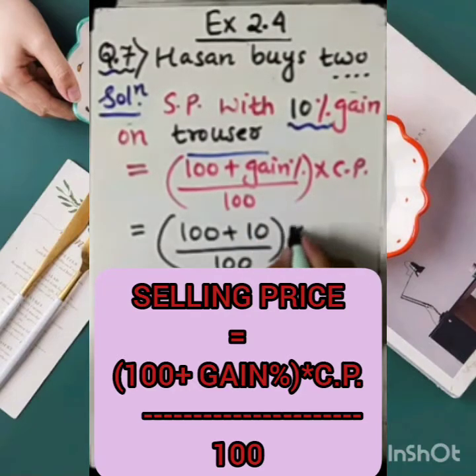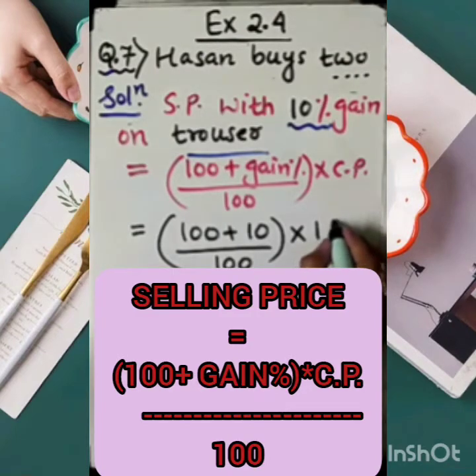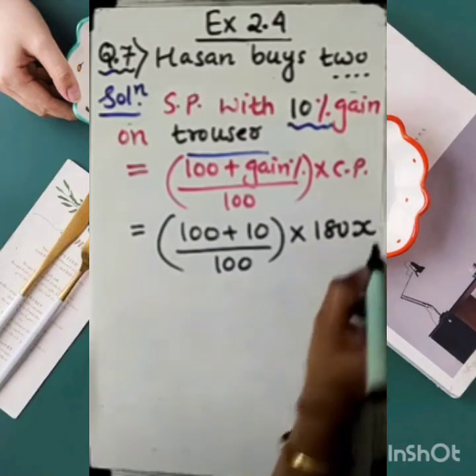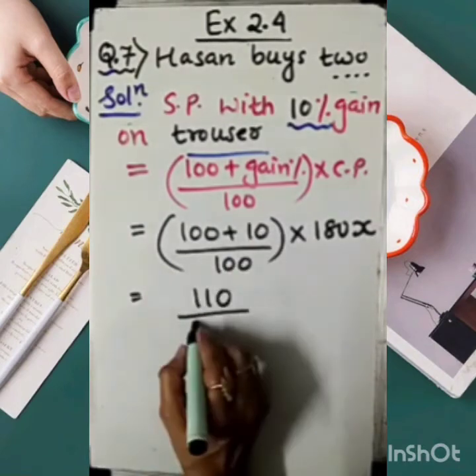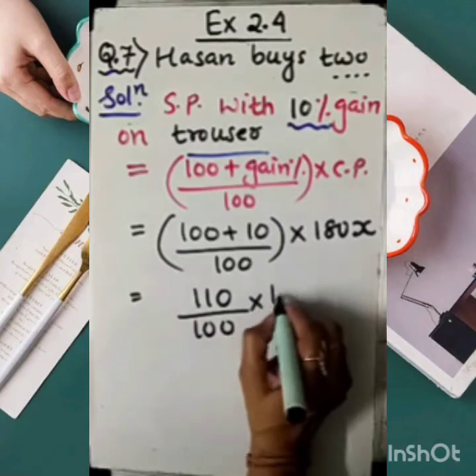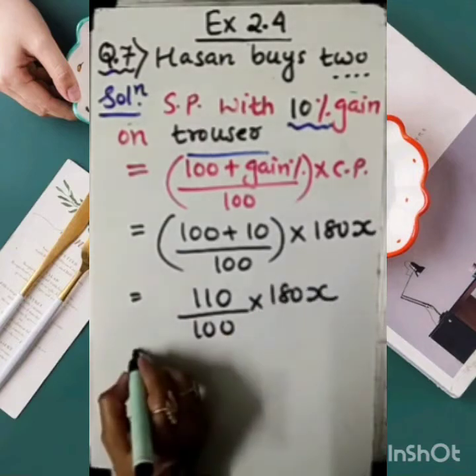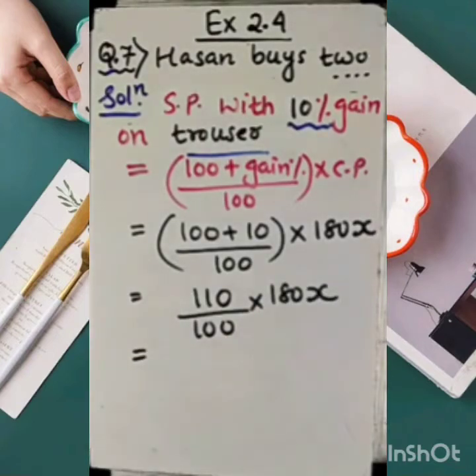As you know, cost price is already with us, that is 180x. So the sum of this is 110 upon 100 into 180x. Fine. So what will be the product?